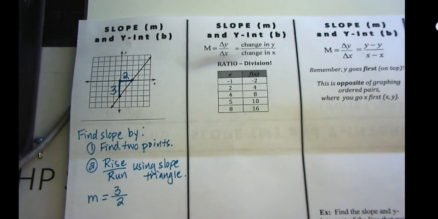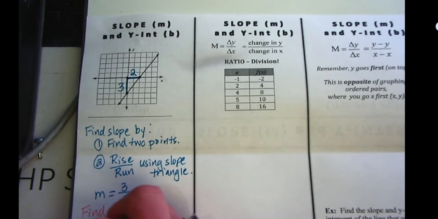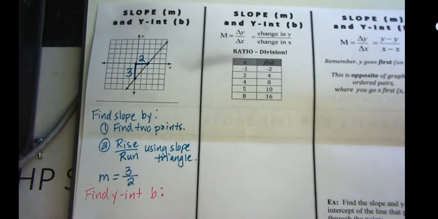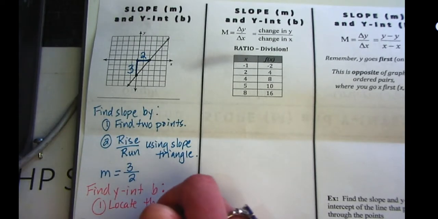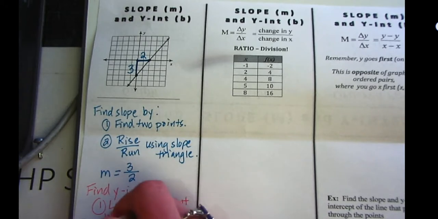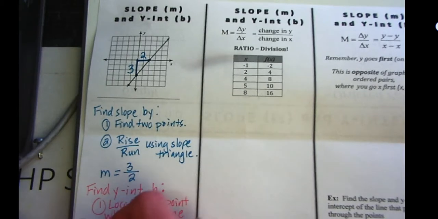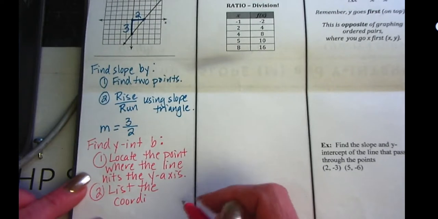And now the next thing is, how do I find the y-intercept? I'm going to find the y-intercept on a graph by locating the point where the line intersects or hits the y-axis. And then you're going to list the coordinates of that point. That's your y-intercept.